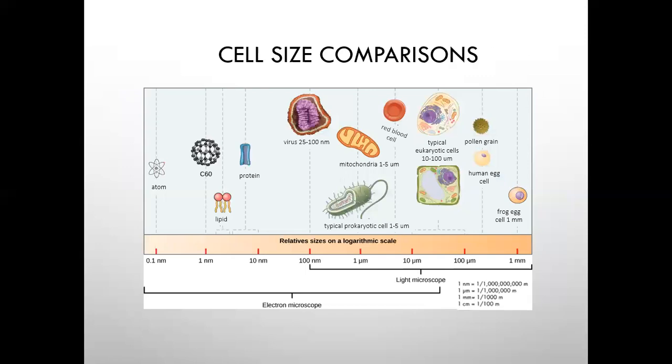Here's a nice little graph of cell size. We can see here the electron microscope, that's not what we're looking at. In our lab, we're looking at light microscopes, and we can see the relative range. Our typical prokaryotes are down here, 1 to 5 micrometers, about the same size as a mitochondria. Then larger up here will be typical eukaryotic cells. You can see pollen grains, things like that. So again, eukaryotic cells big, prokaryotic cells small.